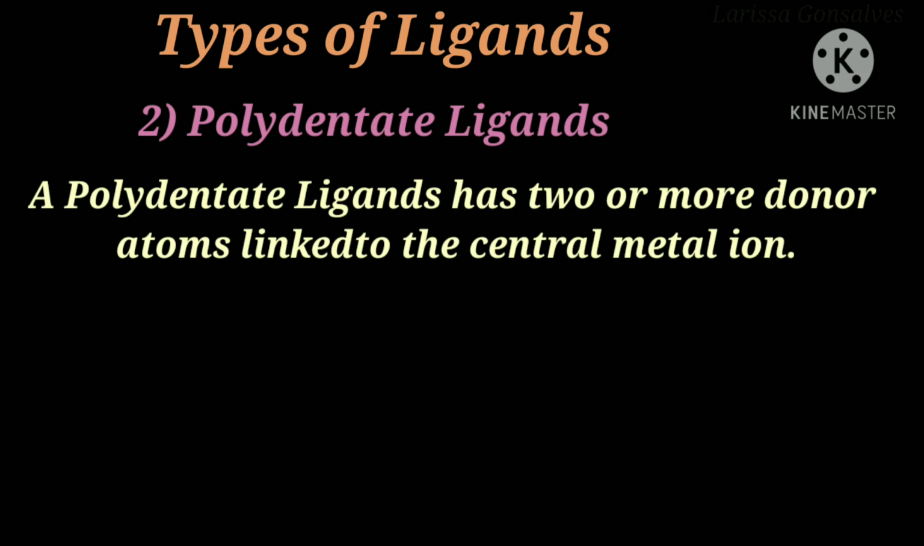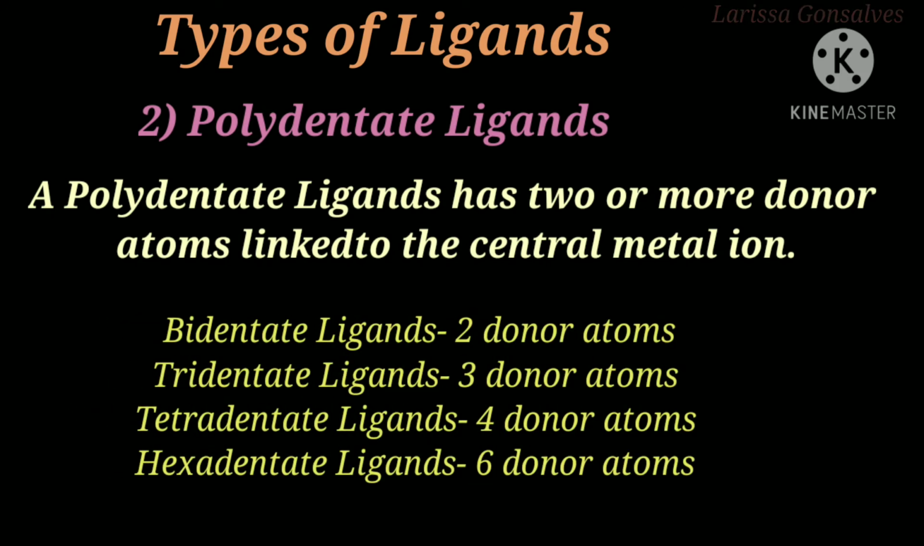So basically under polydentate ligands we can have bidentate ligands, tridentate ligands, tetradentate ligands and hexadentate ligands. If it is bidentate, then there will be two ligands present. If it is tridentate, there will be three ligands present. If tetradentate, four ligands will be present, and if it is hexadentate, there will be six ligands present.